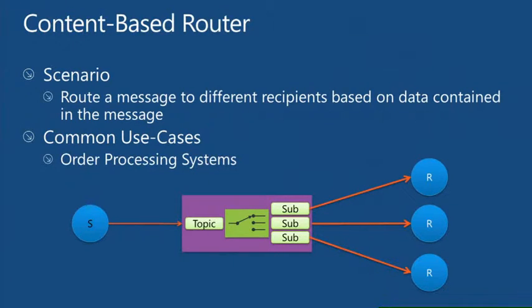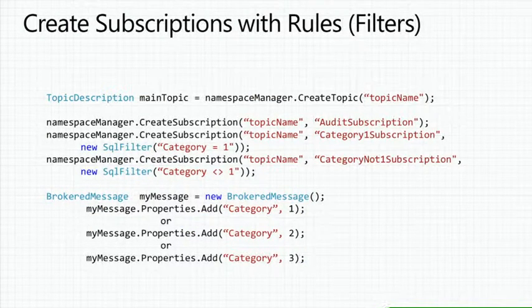And as an extension to that model, you can have a content-based router. We already kind of saw that, where you can route a message to different recipients based on the data that's contained in the message. So you have some order processing system. You want to route by a particular criterion. Then you can use that. So this is what we actually just saw.